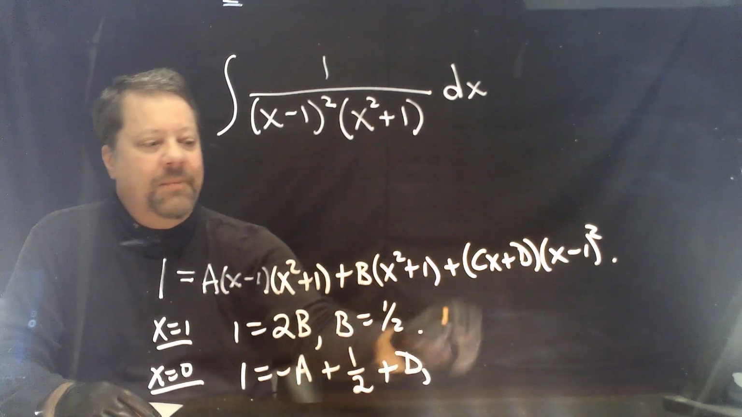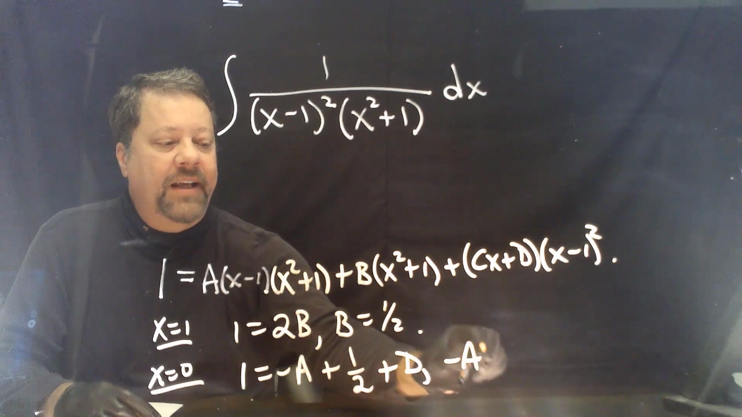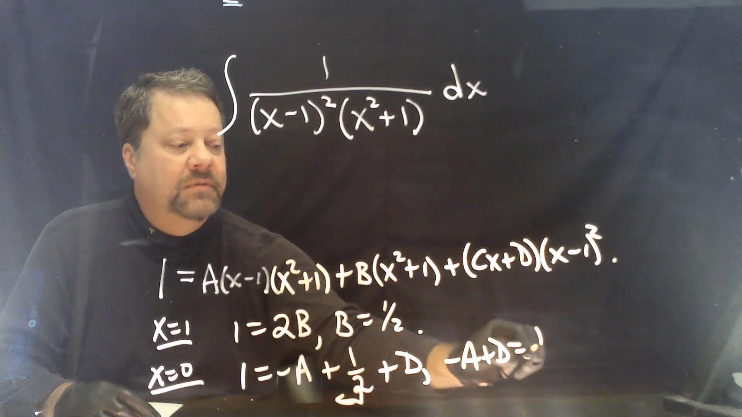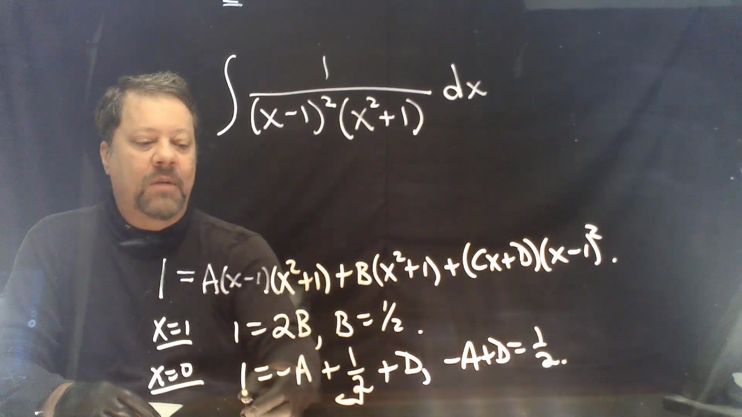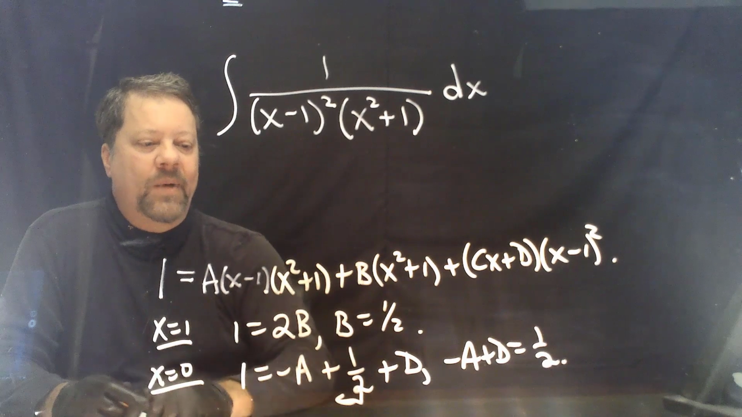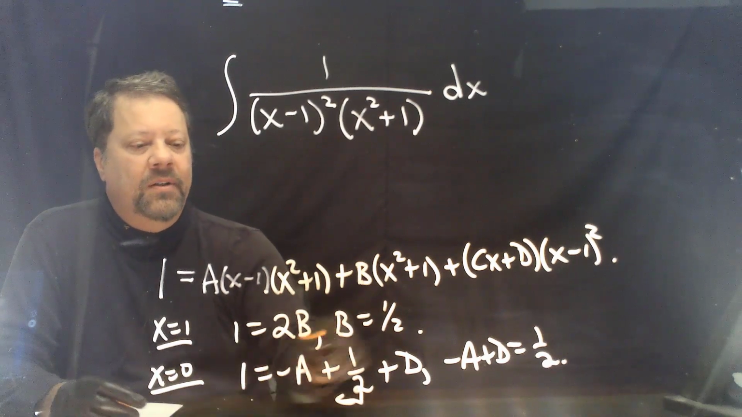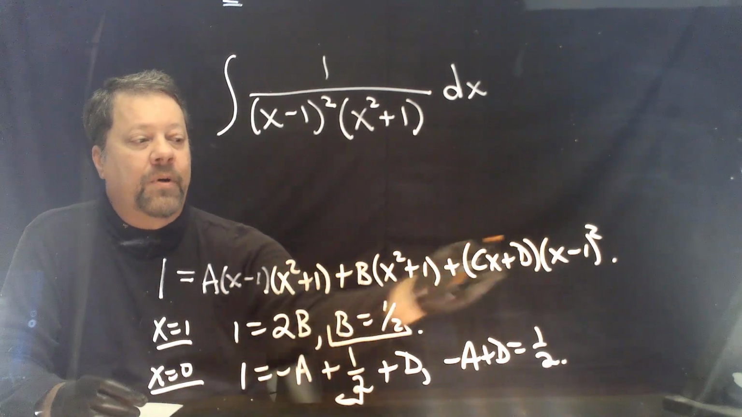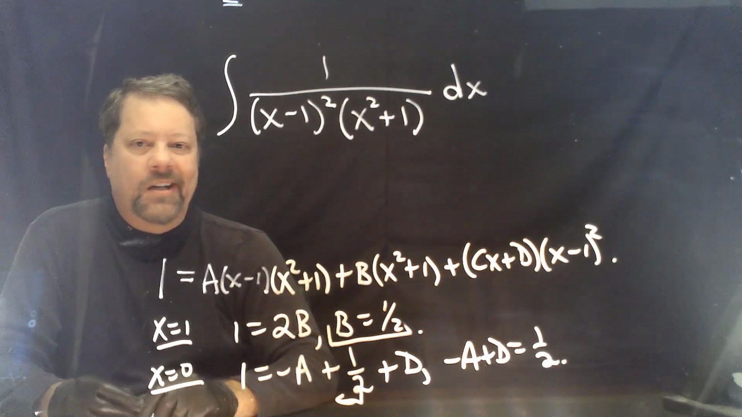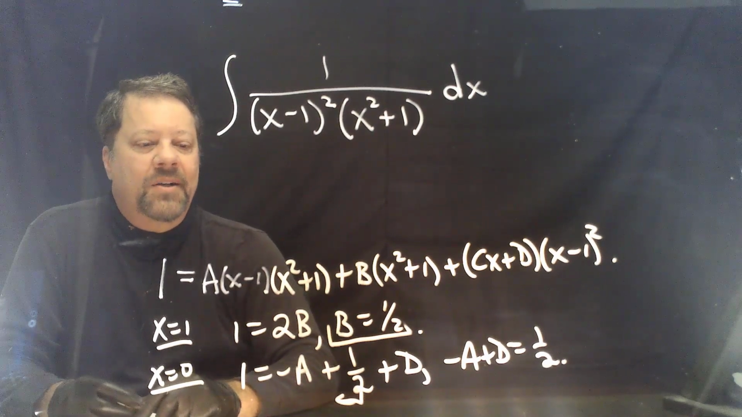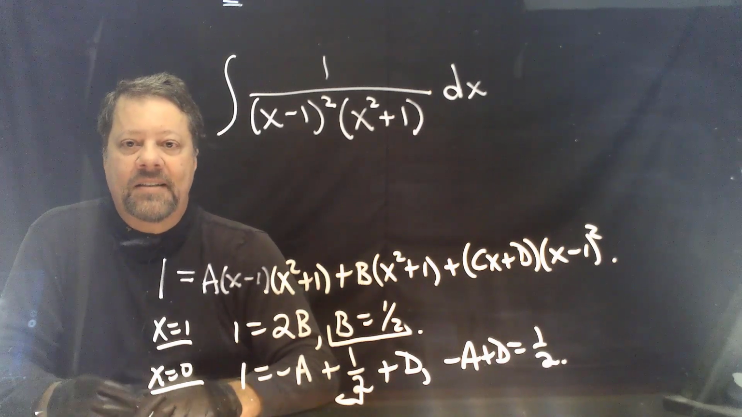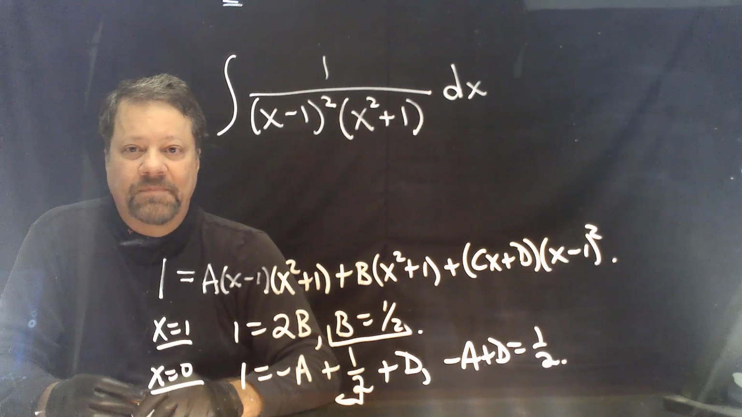So you end up with the equation negative a plus d equals, moving this over, 1/2. 1 minus a half is a half. That's one equation and two unknowns. You have one of the unknowns. There are four unknowns altogether. We need two more equations to nail this down. So let's choose other possible values of x and see if they do us any good as well.